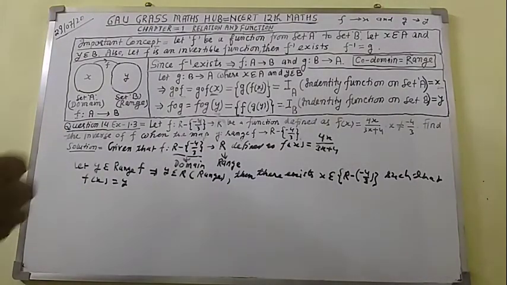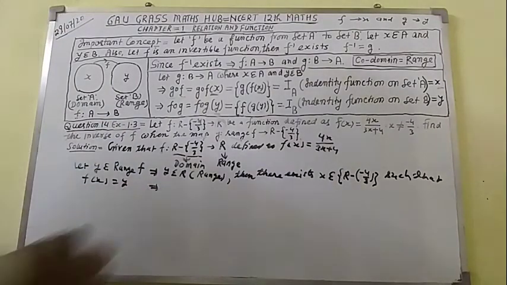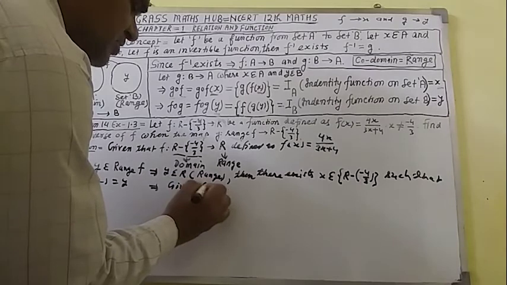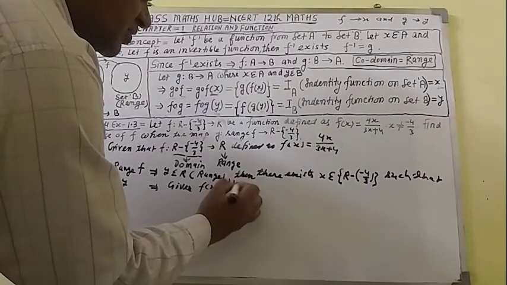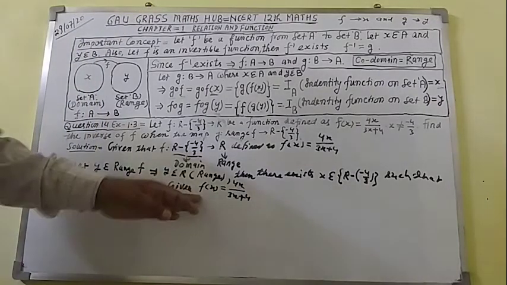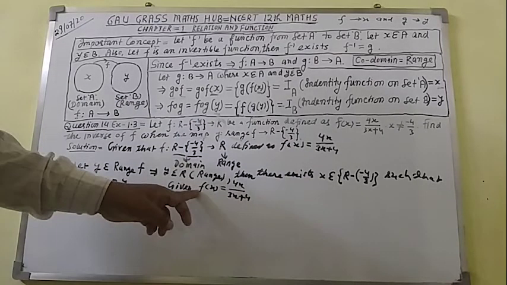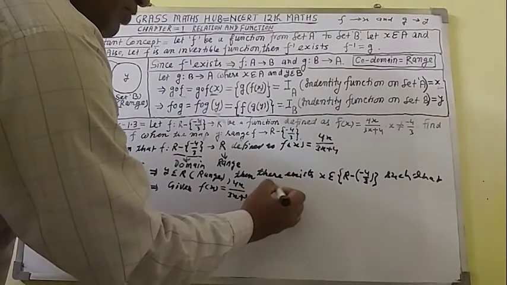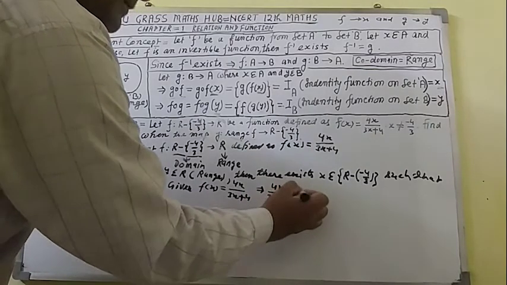So what to do here next? Here the given terminology is f(x) equal to 4x over 3x plus 4. This is given in the question. You can see this is given here. So in place of f(x), you can write y. So this will imply that 4x over 3x plus 4 equals y.